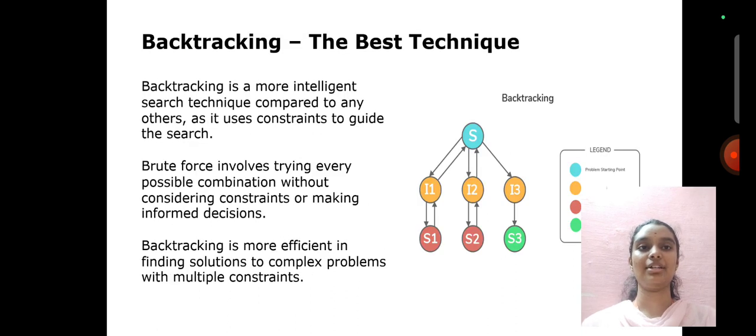Backtracking, which is considered the best technique. Backtracking is a more intelligent search technique compared to others as it uses the constraints to guide the search. Brute force involves trying every possible combination without considering constraints or making informed decisions. Backtracking is more efficient in finding solutions to complex problems with multiple constraints.